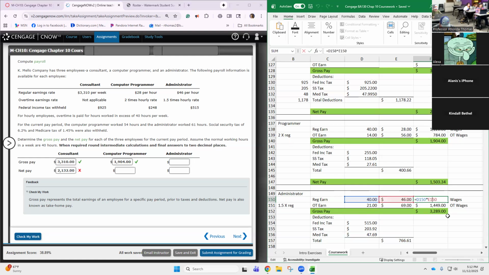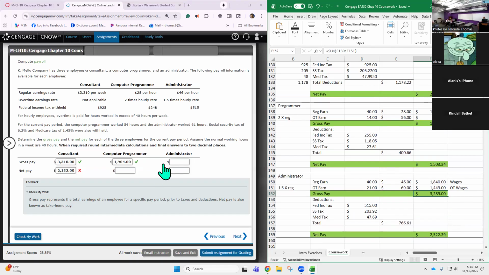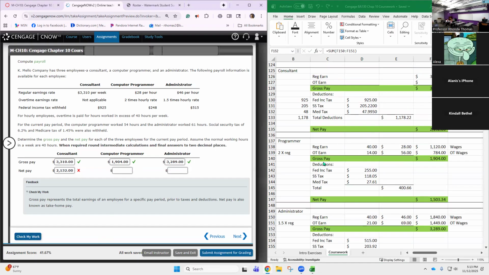I'm just checking my formulas here. It looks to me like he made both of these amounts, one in wages and one in overtime wages, for a total of $32.89. Let's see if I'm right. Okay, we got the gross ones down, so that's good. Now let me see where we're at.